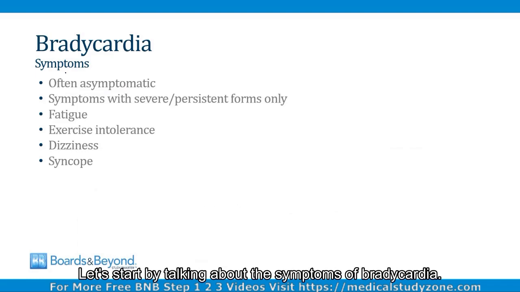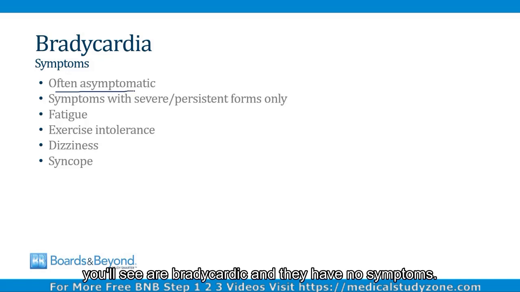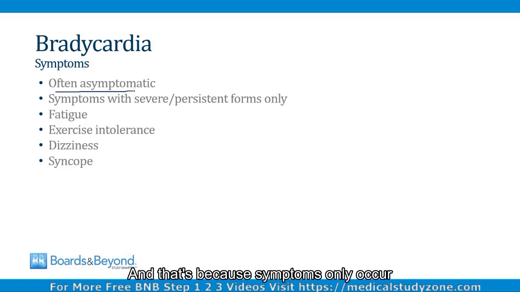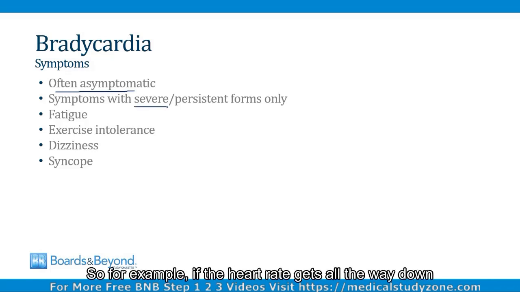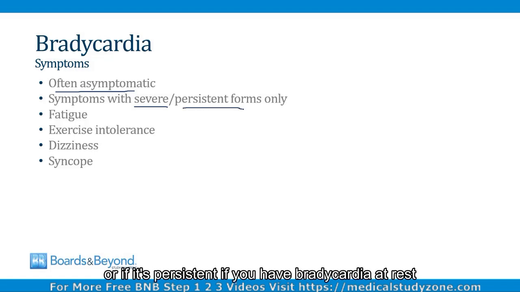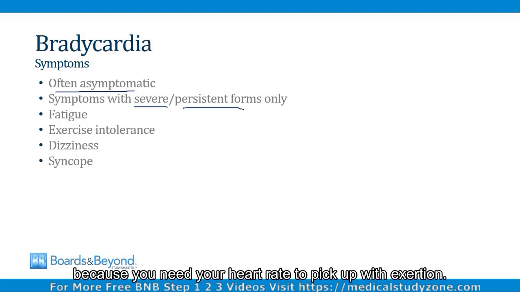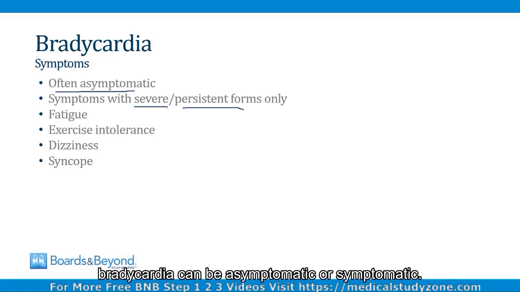Let's start by talking about the symptoms of bradycardia. First of all, you should know that many patients you'll see are bradycardic and they have no symptoms. And that's because symptoms only occur if the bradycardia is severe. So for example, if the heart rate gets all the way down to 30 or 20, that will often cause symptoms. Or if it's persistent, if you have bradycardia at rest and it doesn't go away when you get up and exert yourself, that will lead to symptoms because you need your heart rate to pick up with exertion. So depending on the severity, bradycardia can be asymptomatic or symptomatic.